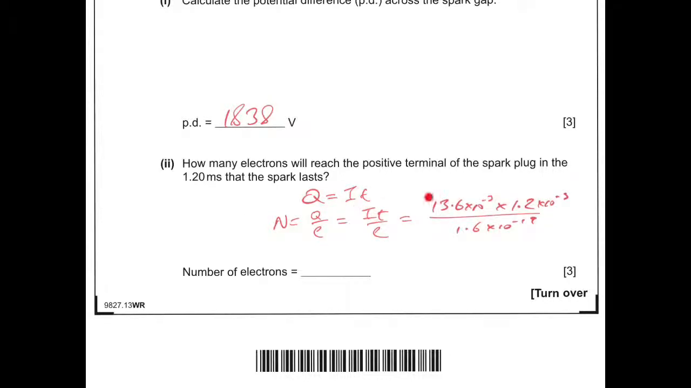So we've got an I value of 13.6 milliamps, a T value of 1.2 milliseconds, and an electron charge value here of 1.6 times 10 to the minus 19. And that's giving me 1.02 times 10 to the 14 electrons.